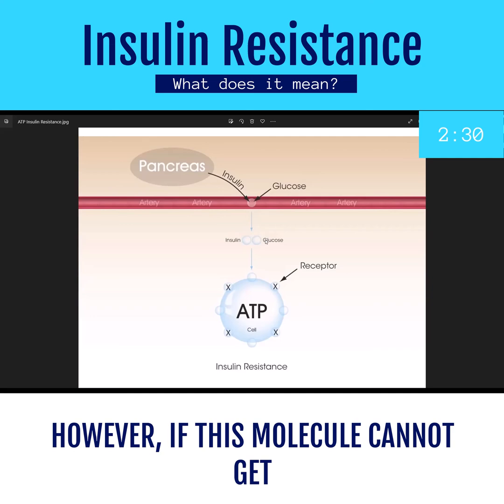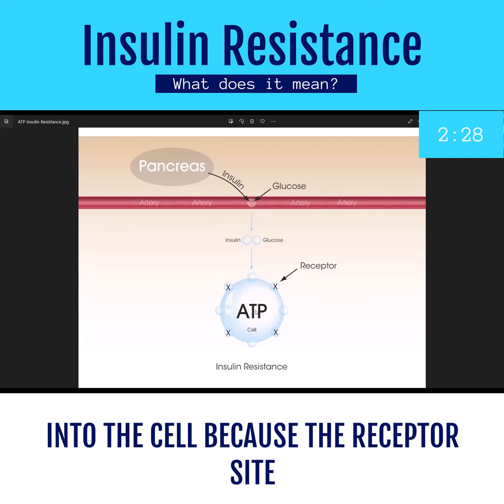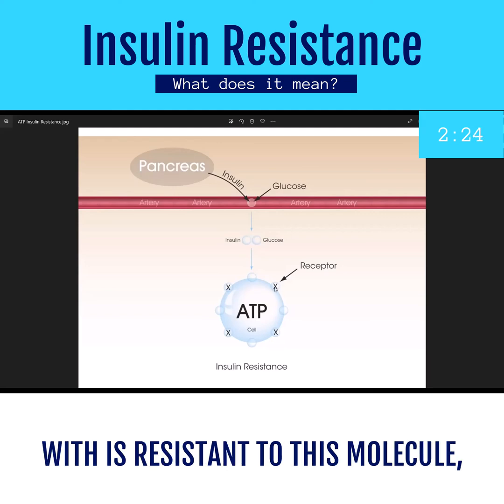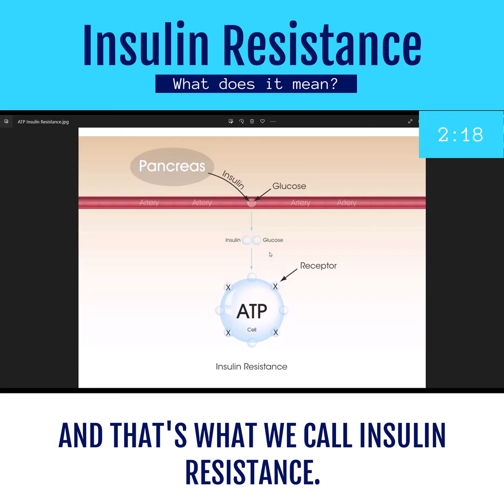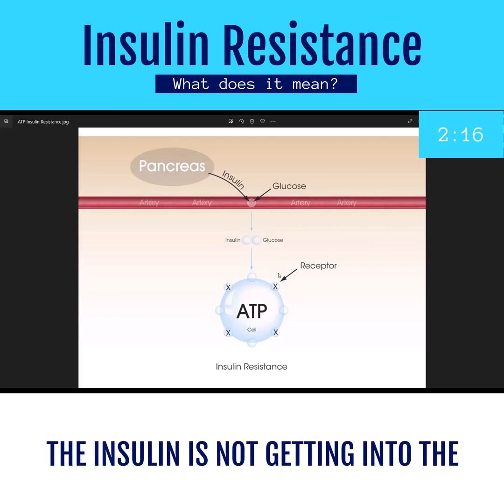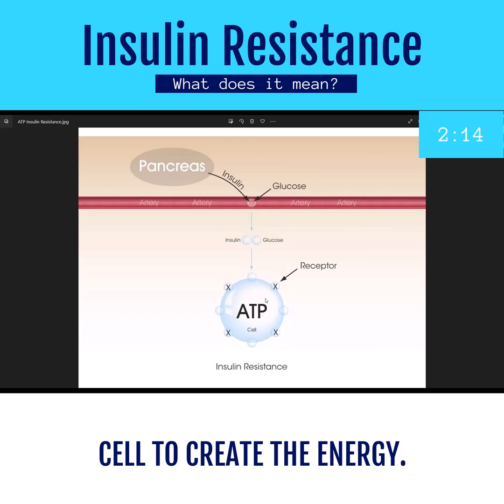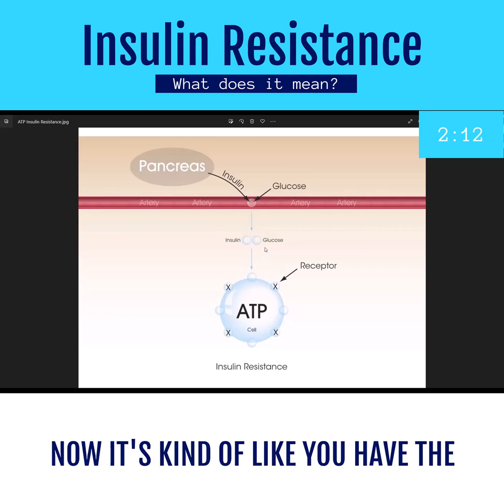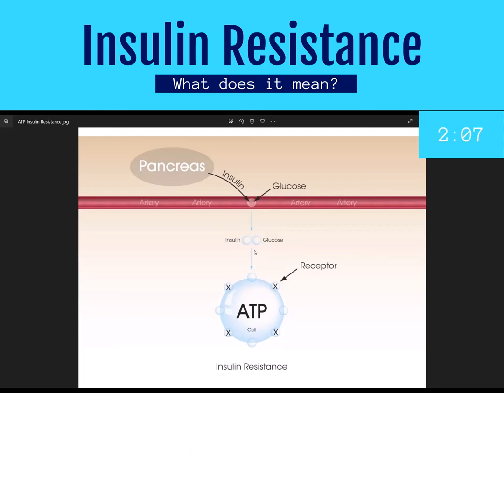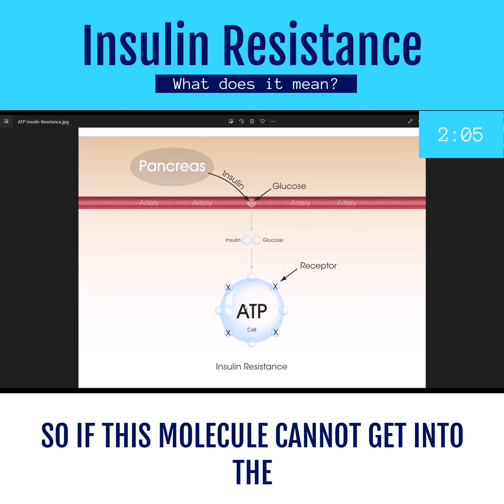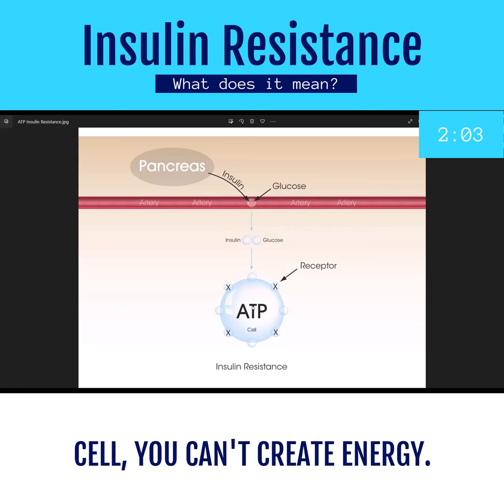However, if this molecule cannot get into the cell because the receptor site with this X is resistant to this molecule, well, then this molecule can't get in. And that's what we call insulin resistance. In other words, the insulin is not getting into the cell to create the energy. Now, it's kind of like you have a key, but you don't have the right lock. So if this molecule cannot get into the cell, you can't create energy.